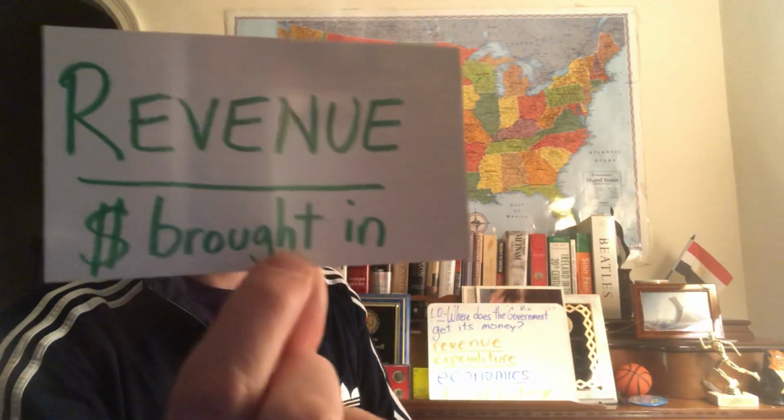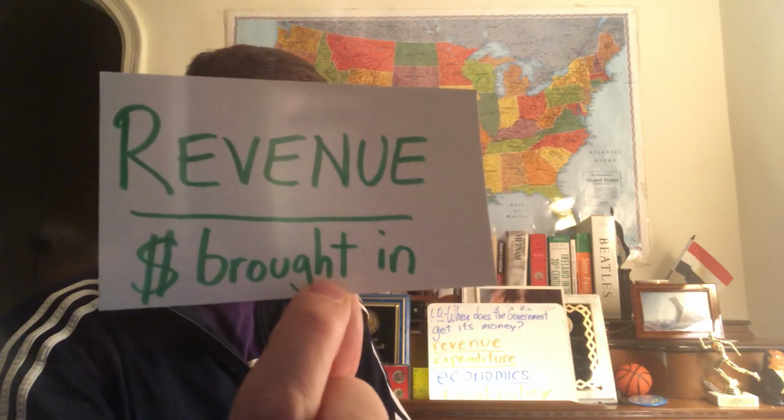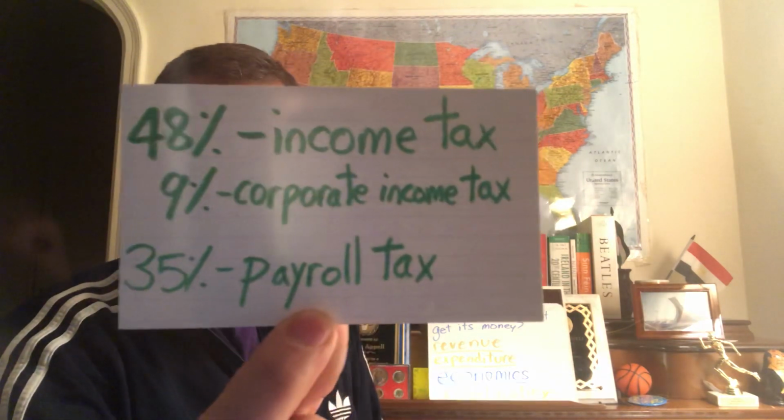Where does the government get $2 trillion from? How do they make the money? Well, that's what we're going to talk about briefly today. To give you an introduction, money that the government brings in is called revenue. The government brings in trillions of dollars in revenue every year. Where does the government get this revenue from? Well, the short answer is taxes.